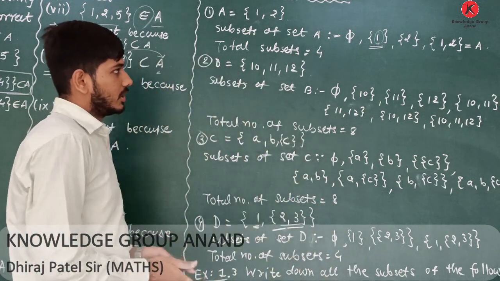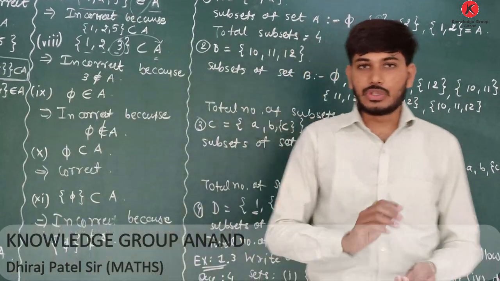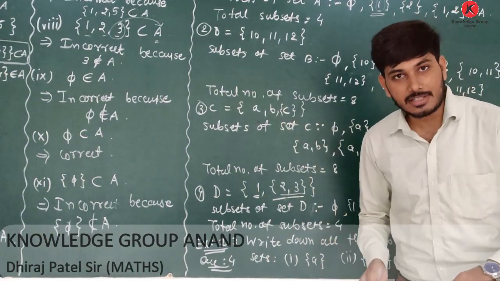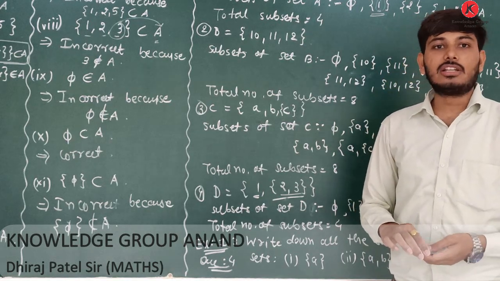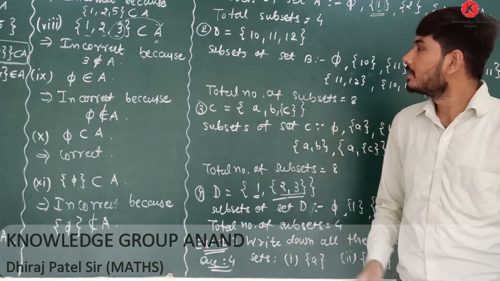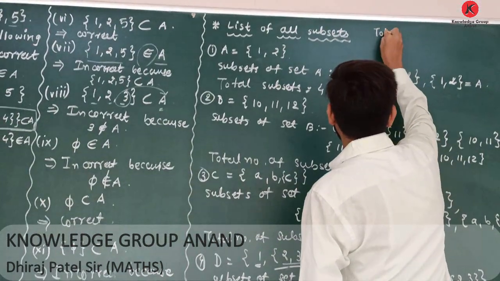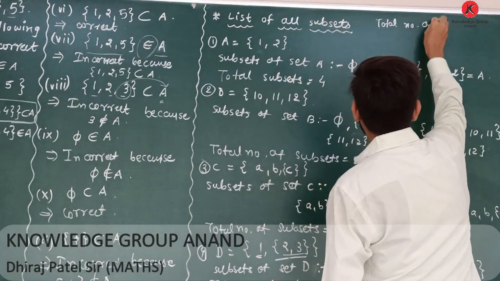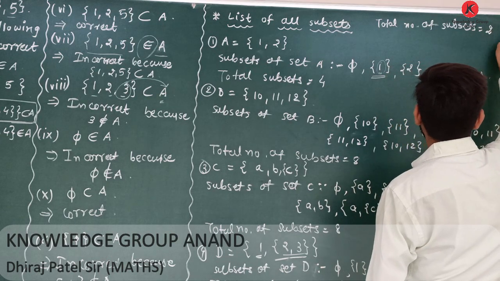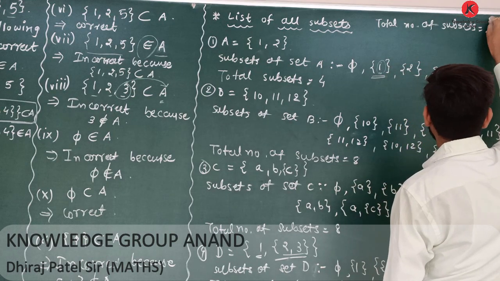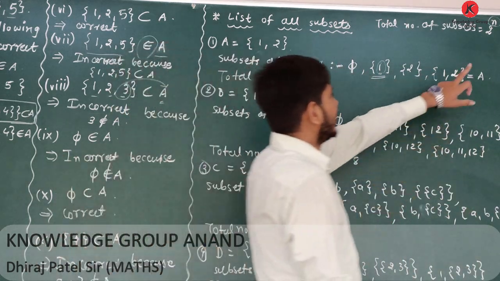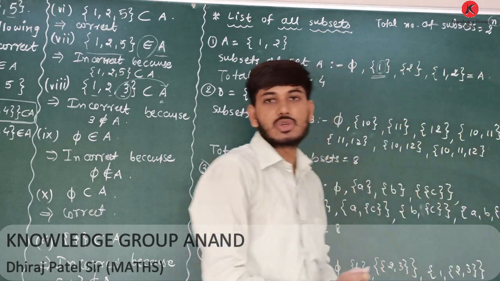Now see here, how can we obtain the total number of subsets without listing them out? So that is the formula for the number of subsets without listing out the subsets. The total number of subsets equals 2 raised to n. Here n is the total number of elements of the given set.